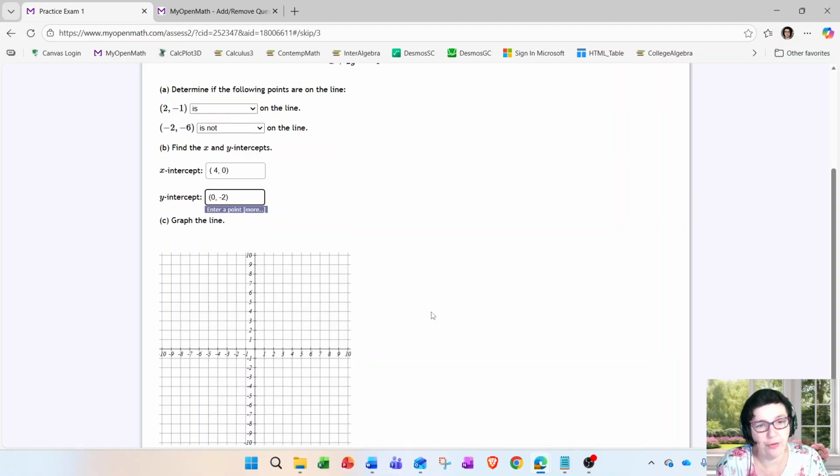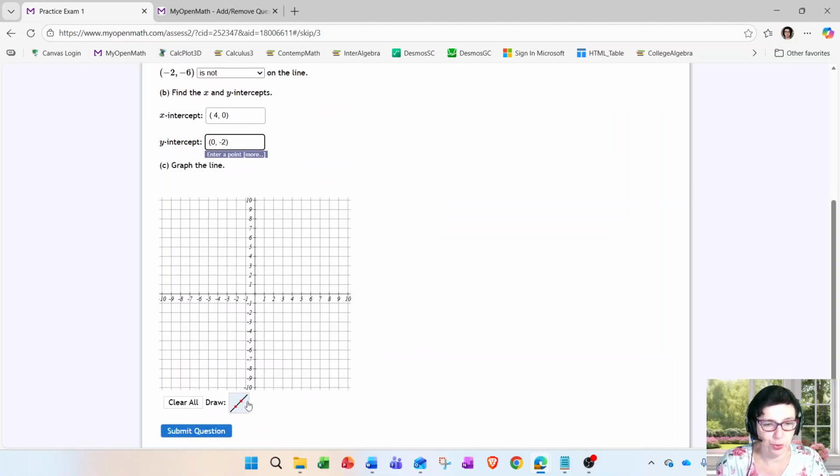Finally, we need to graph the line. For the line tool, you can see that all you need is just 2 points. And we already have those 2 points, our intercepts. So 4, 0, that's 1, right? Because we're going 4 to the right and we're not going up or down, so we're on the x-axis. And 0, -2 means we're not going left or right, but we're going 2 down. Okay, so this is my line.